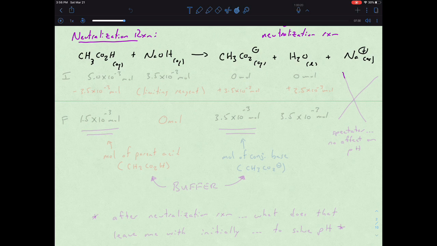Our sodium ion is a spectator. There's no effect here on pH. We see it on the starting material side, and we see it on the product side as the same. So that is not important. And so here is where we're filling in those initial mole values that we had above.